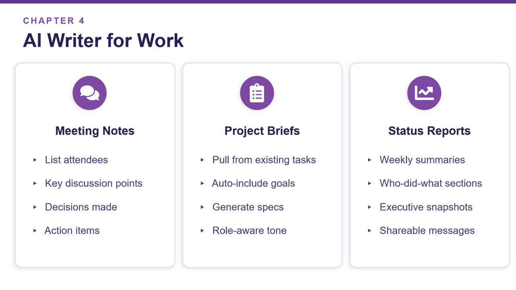On the right is the status report. You can ask for a weekly report and get a full write-up, including an executive summary and a who did what list. Then you can even ask it to turn that report into a short message for your team. One important reminder, always treat anything AI writes as a first draft, not the final product.